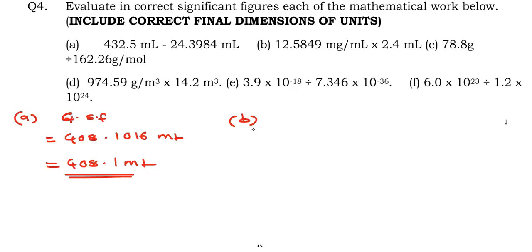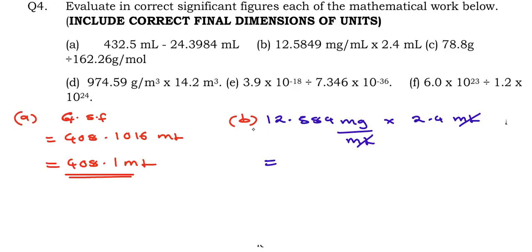I'm multiplying now. We have been given 12.5849, which is going to be written as mg over milliliter, then multiplied by 2.4 milliliters. As you can see now, when we look at the units, we have different units. So our first thing we need to achieve is to remain with 1 unit. So this and this can cancel, as you can see here. All right, so we are going now to remain with 2 times this.